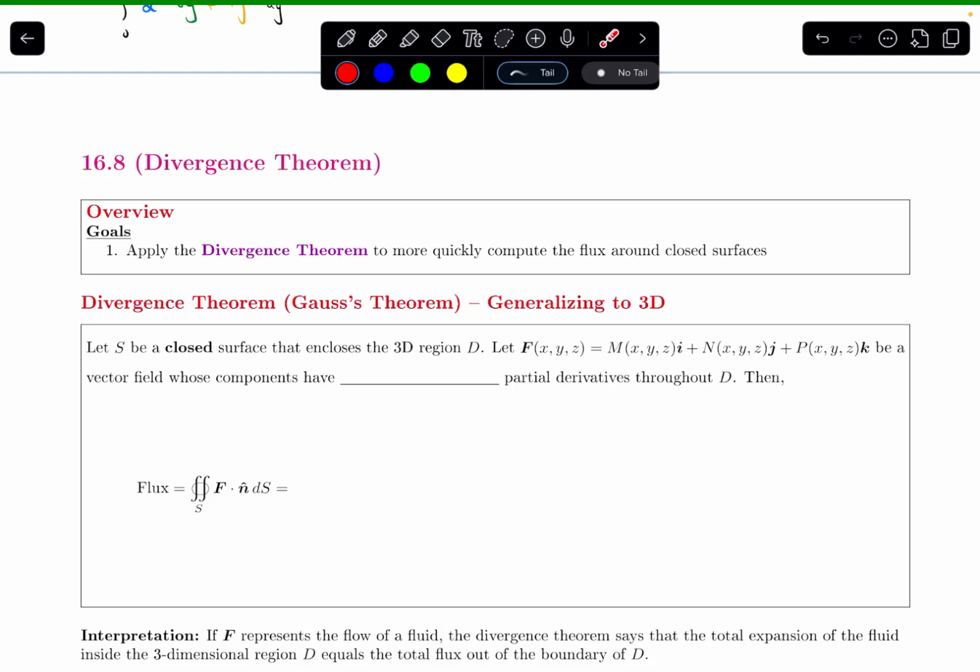In this video, we're going to start our section on the divergence theorem. Our goals are to learn what this theorem is and how we can apply it to more quickly compute the flux of a vector field around closed surfaces. So the divergence theorem, which is sometimes also called Gauss's theorem, will generalize Green's theorem, but to three-dimensional space.